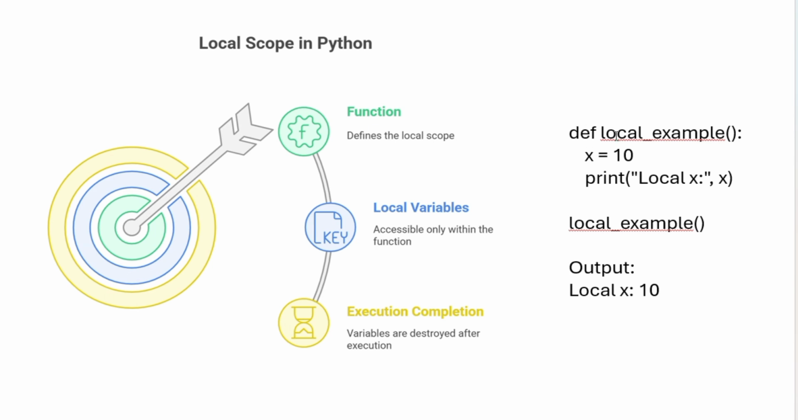Here, for example, I've defined a function local_example and x is equal to 10. So here x is a local variable, and the scope of that variable is only within this function. We cannot access that variable in the outer functions. And the next is enclosing scope.